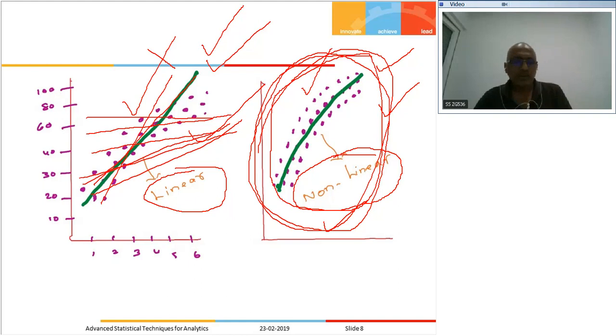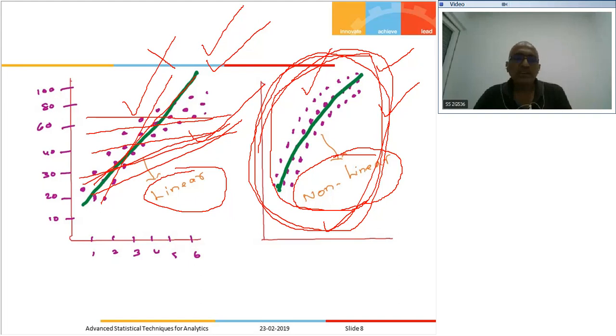Sum of errors means the error with respect to this point, this point, this point like this. For every straight line we'll find the errors, and wherever these errors become minimal, that means all the points are nearer to it. That is the concept.